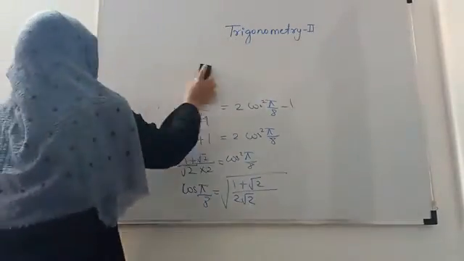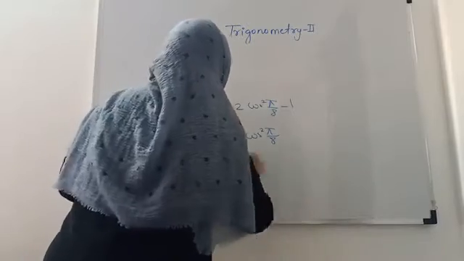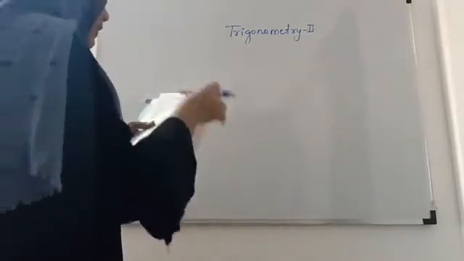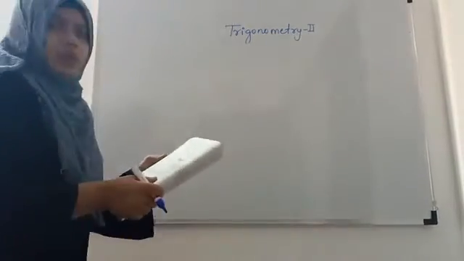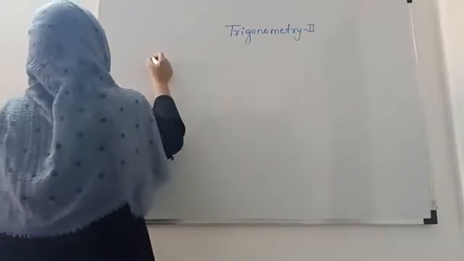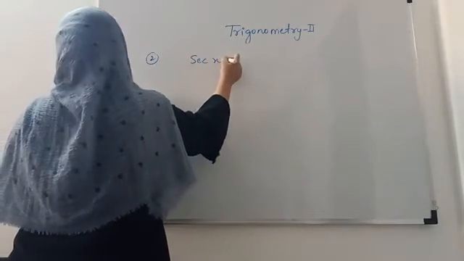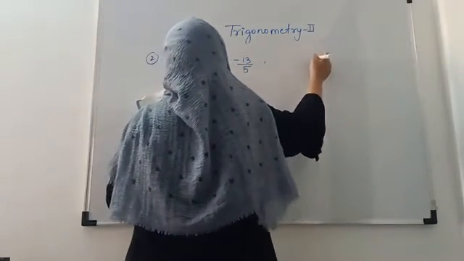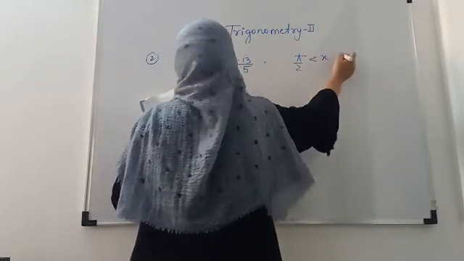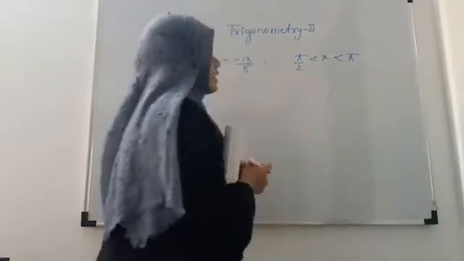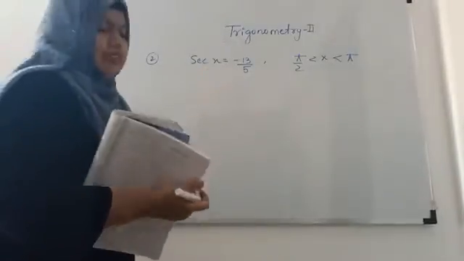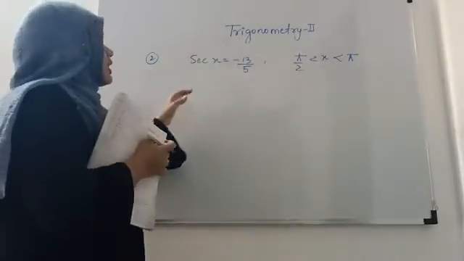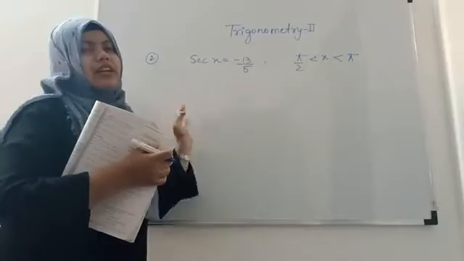Now question number 2 is: find sin 2x, cos 2x and tan 2x if sec x is equal to minus 13 upon 5 and x, the theta, lies between pi upon 2 and pi. That means in the second quadrant. The sec x is given and we have to find out sin 2x, cos 2x and tan 2x. So since sec x is given, from the sec x we can find out the value of tan.